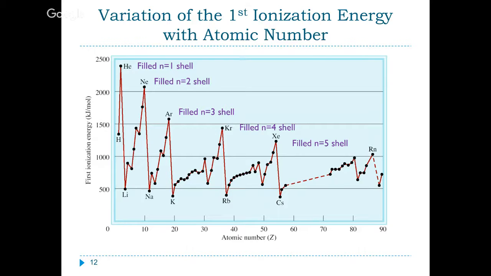Well, as we go from top to bottom, our ionization energy decreases. As we go from right to left, our ionization energy decreases. So cesium has the lowest first ionization energy, and helium has the largest. This is just the opposite trend that we saw for atomic radius. So what does this mean?